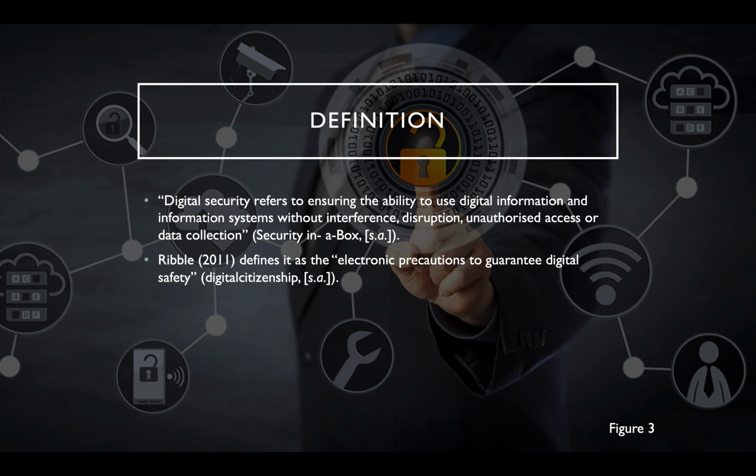The definition by Security in a Box in the module manual is that it refers to ensuring the ability to use digital information and information systems without interference, disruption, unauthorized access, or data collection. Ribble 2011 defines it as electronic precautions to guarantee digital safety. So in essence, digital security means making sure there are things put in place against interference, against cybercrime, and anything that can protect us in the digital world.